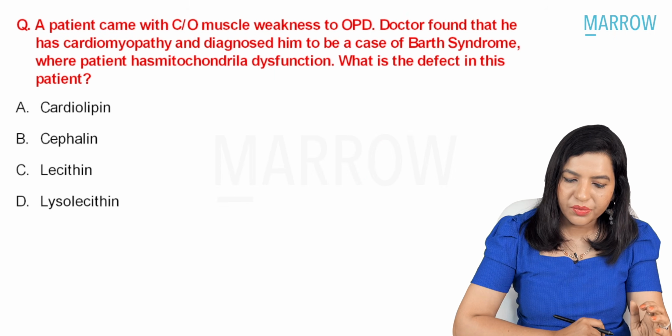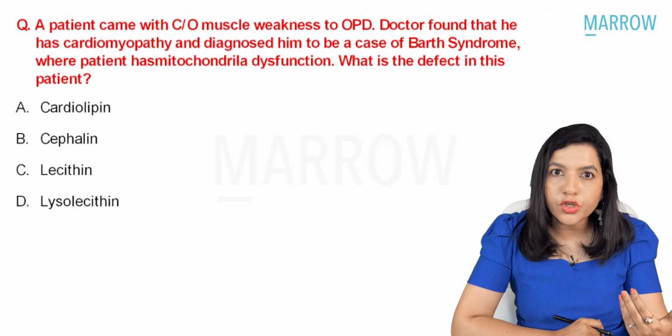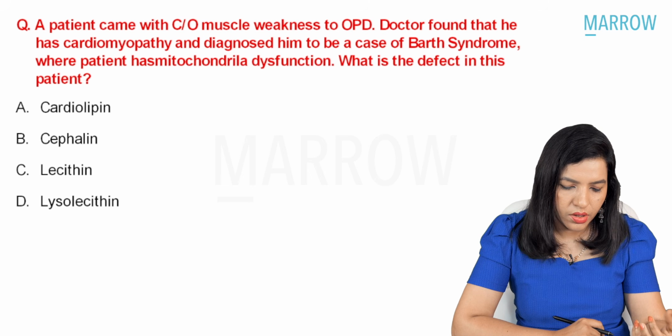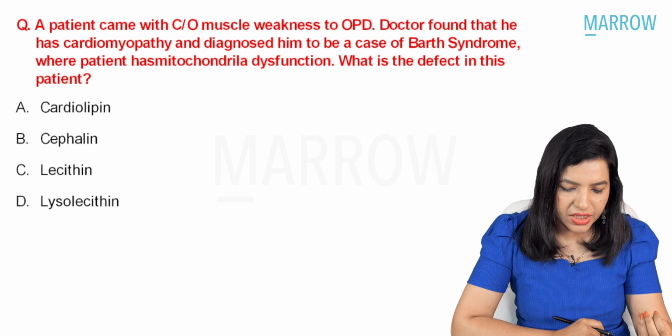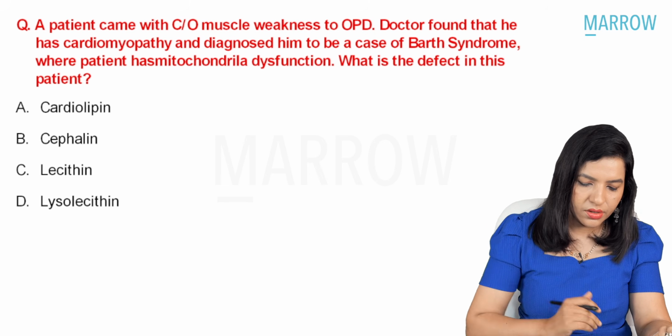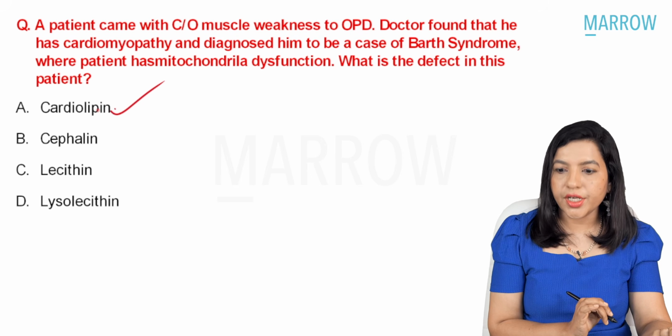A patient came with the complaints of muscle weakness. The doctor found that he has cardiomyopathy, and diagnosed him to be a case of Barth syndrome, where the patient has mitochondrial dysfunction. What is the defect in this? So here the defect is a defect in cardiolipin.